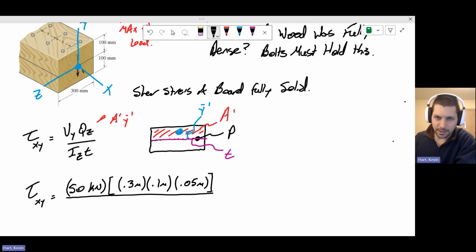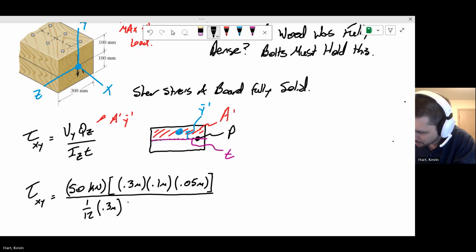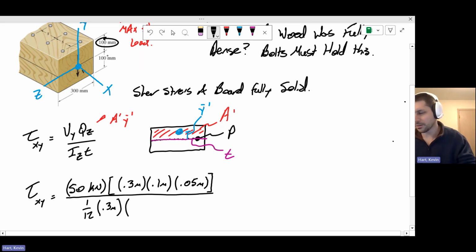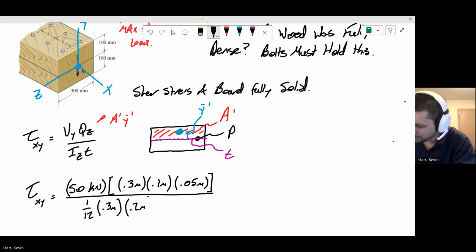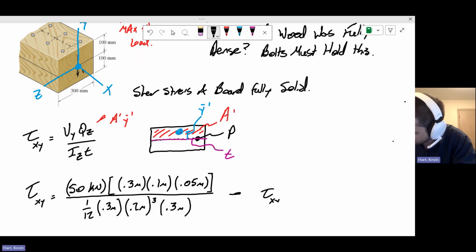Now we have our area moment of inertia, Iz, for the whole cross-section, 1/12 b h cubed. So 1/12, my base here is 0.3 meters, my height is the total height of the beam, so it's 100 plus 100 millimeters, which is 200 millimeters, or 0.2 meters, cubed. There we go. And finally, my variable t, the thickness of the piece, is going to be 0.3 meters. All right. So altogether, the shear stress that would exist if this was dense in the middle there would be a value of 125 kPa.